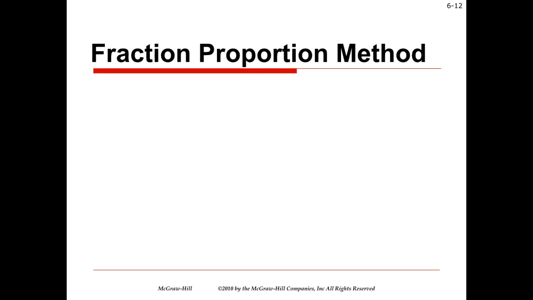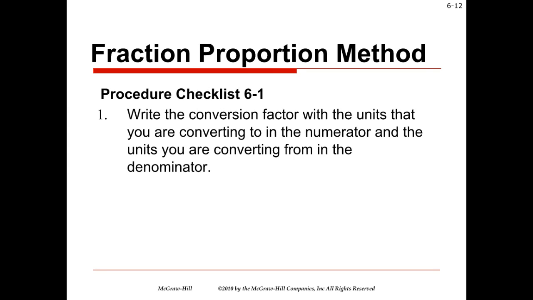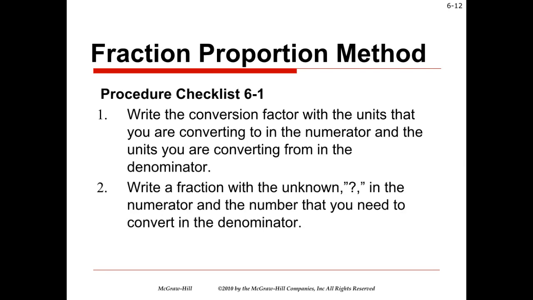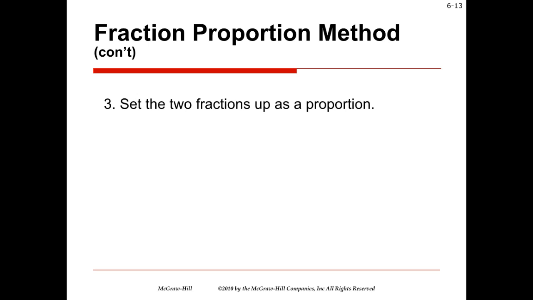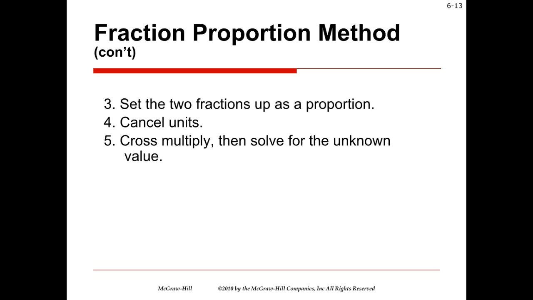Okay, so we're going to look at the fraction proportion method real quick. So what you do is you write the conversion factor with units and convert the numerator units with the denominator units. So you're going to set it up just like a fraction, and then you're going to solve for the unknown. You set the two fractions up for ratio and as a proportion. You cancel out the units, cross multiply, and solve for the unknown value. That's what you guys are used to doing in a lot of your algebra, but we're not doing that here. Part of your grade for doing these problems will be actually working them out using dimensional analysis.